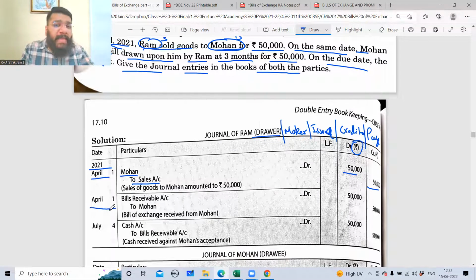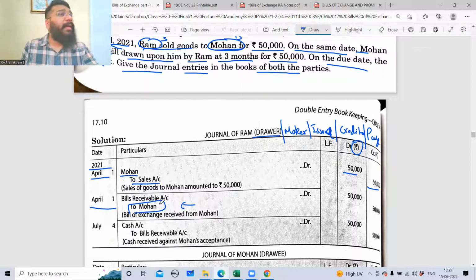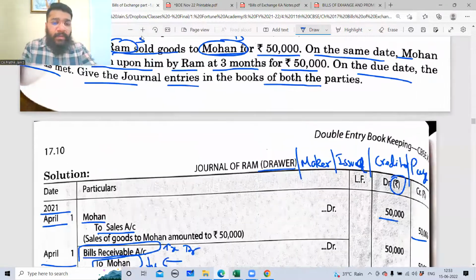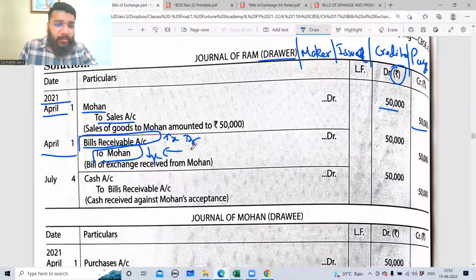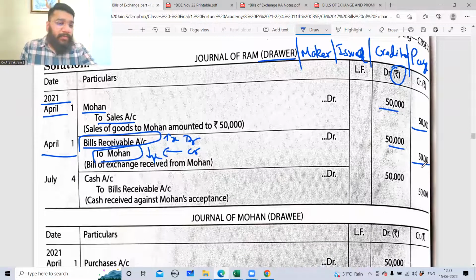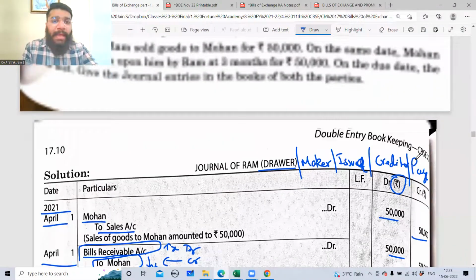Then on April 1, the same date, they're telling that the bill was drawn and accepted. The moment the bill is accepted, I need to draw the entry for bills. So now I'll reverse Mohan because Mohan is an unsecured debtor. I need to reverse the asset, and in place of that, a secured asset has been created. To increase or record a new asset, I need to give a debit. To decrease an asset, I need to give a credit. 50,000. Now, guys, you have to calculate the due date.